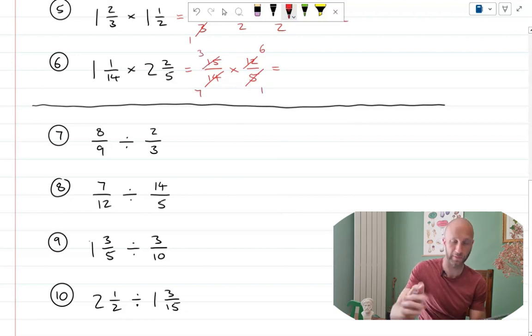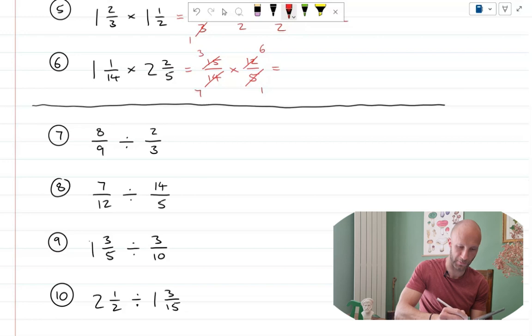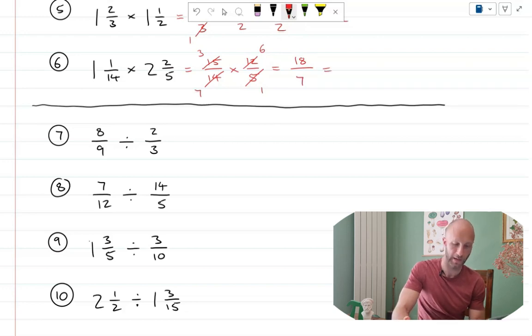And then once I've done all my simplification, top times top, 3 times 6, which is 18. And then bottom times bottom, 7 times 1 is 7. So 18 over 7, and then convert to a mixed number. So 7 into 18 goes 2 times, 2 times 7 is 14, with 4 left over. The bottom doesn't change. And that's how we multiply fractions.